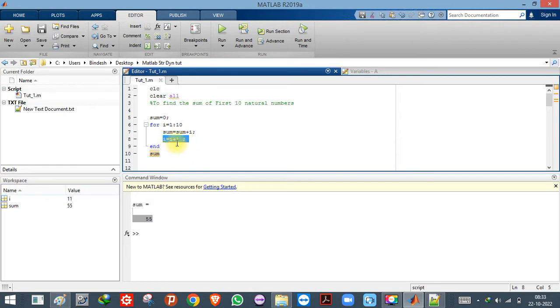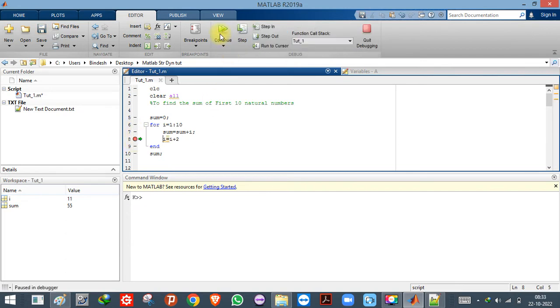Okay, let's say you want some step to be not one by one. If I suppress this and resume it, I'll show you what happens, why this logic is required.